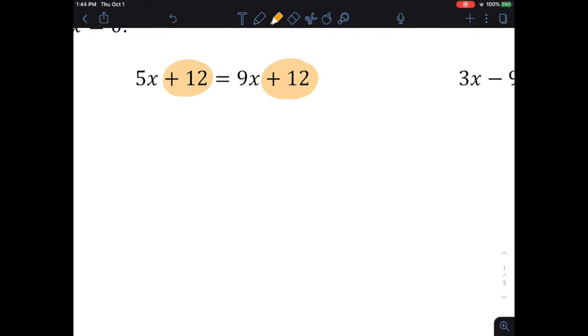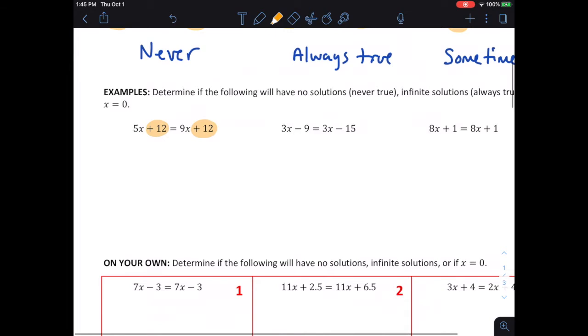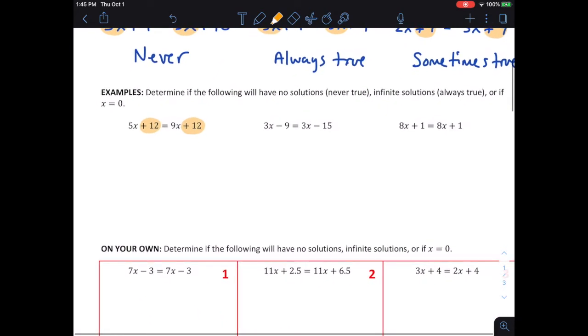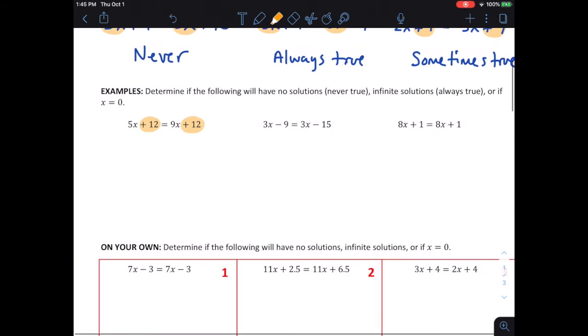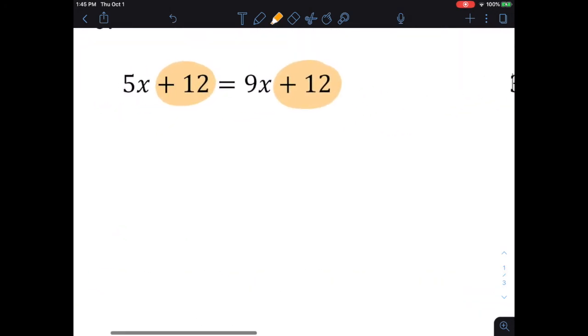And there are some numbers that are going to make this not true, and there's one number that's going to make it true. Okay, so one thing we can do is we're going to just solve it, right? So let's just solve it. We're going to subtract 5x from both sides.